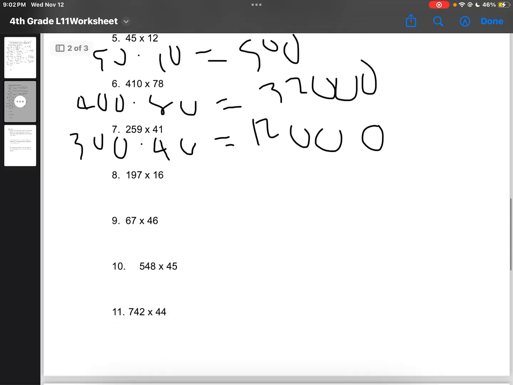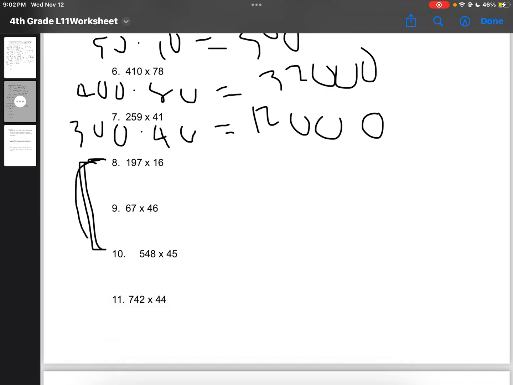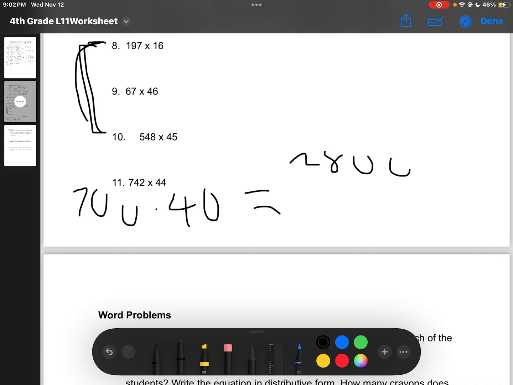Alright, number 8, 9, 10, you guys could try on your own. Now 11 for you guys. Alright, 742 times 44. 742 rounds to 700. 44 rounds to 40. And if you do that, 7 times 4 is 28, and 3 zeros will be 28,000.